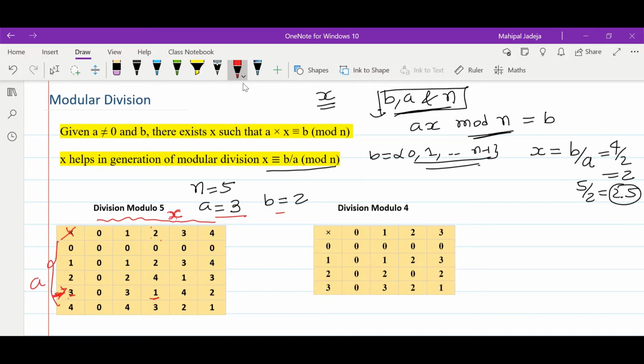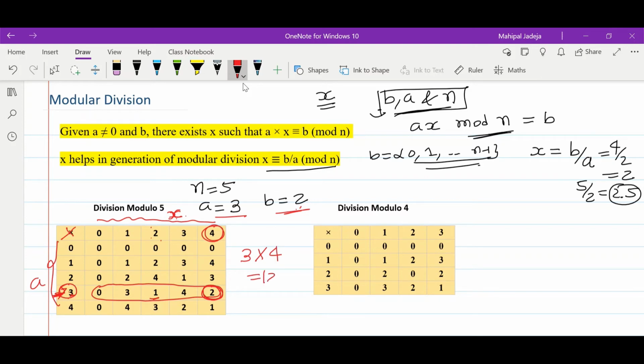So I want my answer to be 2. These 5 values correspond to the 5 possible remainders, ranging from 0 to 4, and I am interested in b equal to 2. So I am interested in this particular value, right? My remainder is 2, a is 3, then the corresponding x value is nothing but 4. So let's verify whether this is correct or not. So basically 3 into 4, right?